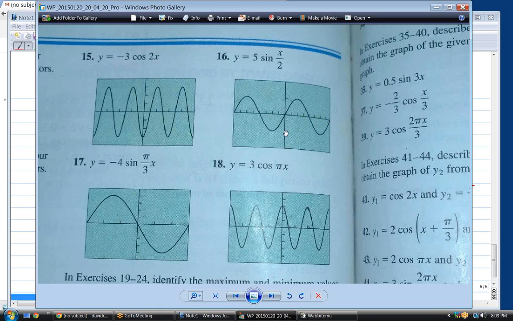Okay. So on my window, what do I need my window to be? In other words, the amplitude is 5 and the period is 4 pi. Looks like the y-axis needs to go from -10 to 10. Okay, the vertical axis, right? And the horizontal axis will be from -4 pi to 4 pi. Correct.